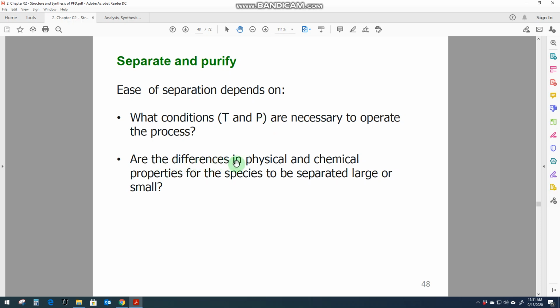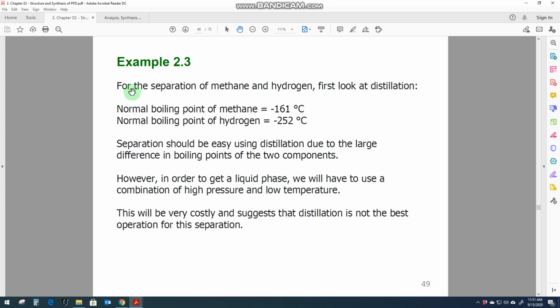Second, are there differences in physical and chemical properties for the species to be separated, large or small? You have to consider the physical and chemical properties of the actual products and the undesired products, and whether physical separation or chemical separation is easier. For the separation of methane and hydrogen, first they look at distillation. If you are separating some kind of gases from the process, then one thing we can do is the distillation process.